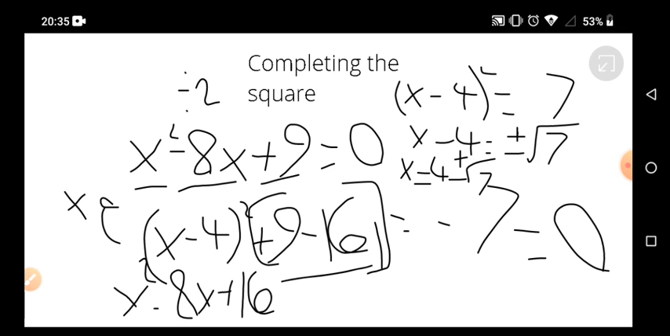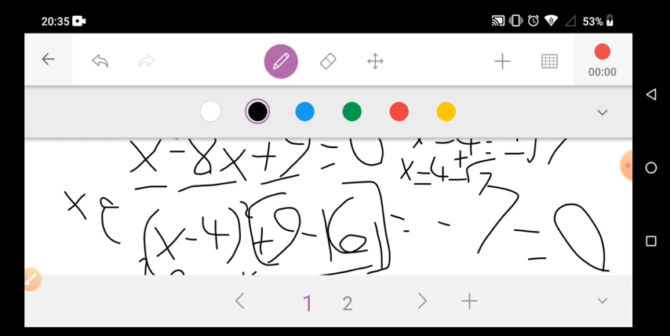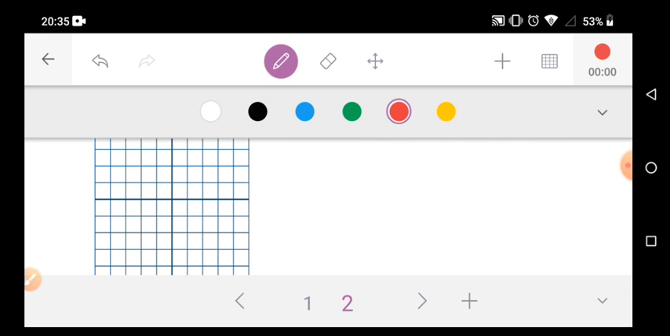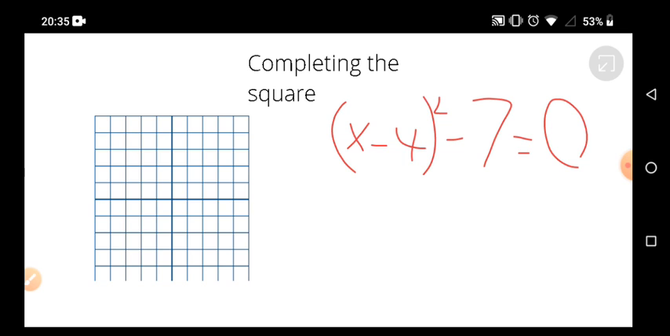But as I said, completing the square can give us more than just the roots. So if I move on to the next page, page 2, I'm going to pick a red pen here. There's one more thing we can do here. So if I write out what we got: x minus 4 squared minus 7 is equal to 0. So that's our completed square. Now, as you know, if we were to draw a parabola, we realise it's going to cross the roots roughly about here and about here on our graph.